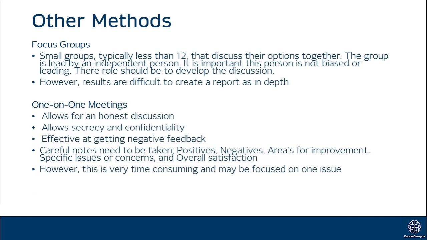One-on-one meetings allow for an honest discussion. They allow for secrecy and confidentiality. It's not done in a group, and it is effective at getting negative feedback. So the main benefit of doing a one-on-one meeting is that you can get a good understanding of negative feedback. Careful notes need to be taken: positives, negatives and areas of improvement, specific issues of concern and overall satisfaction. These are all things which should be recorded.